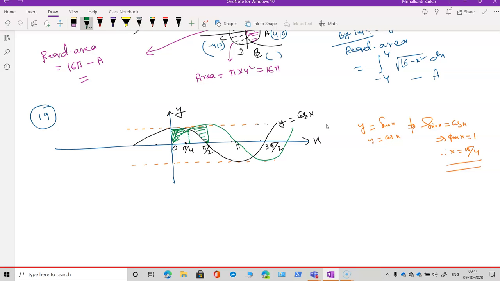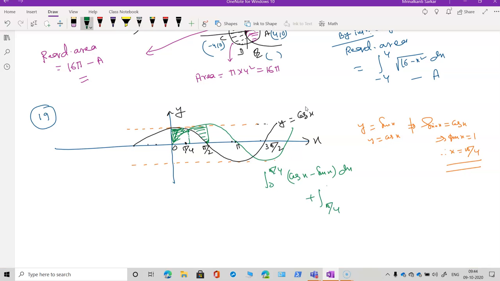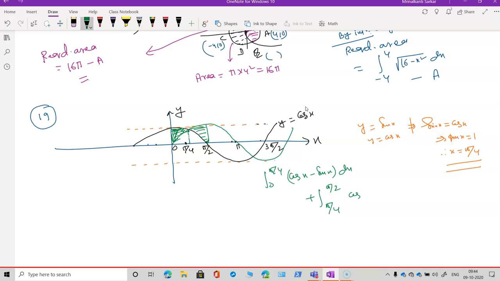So your answer will be the integral from 0 to pi by 4 of cos x minus sin x dx, plus the integral from pi by 4 to pi by 2 of sin x minus cos x dx.